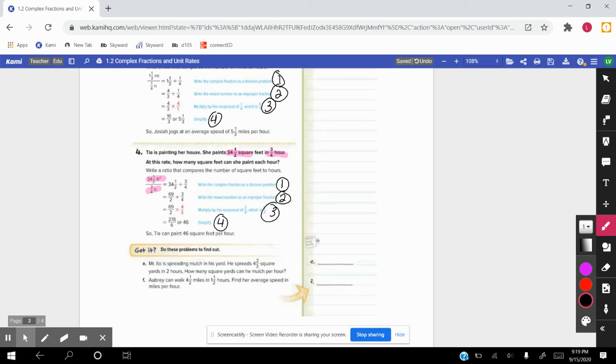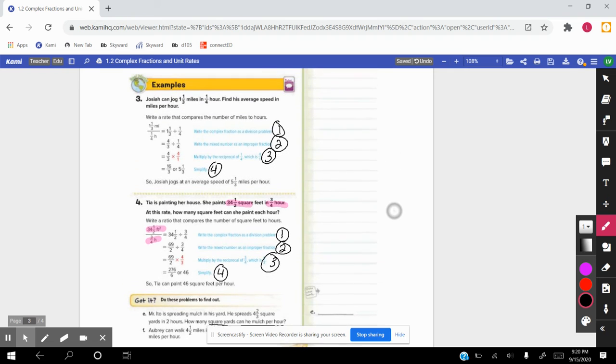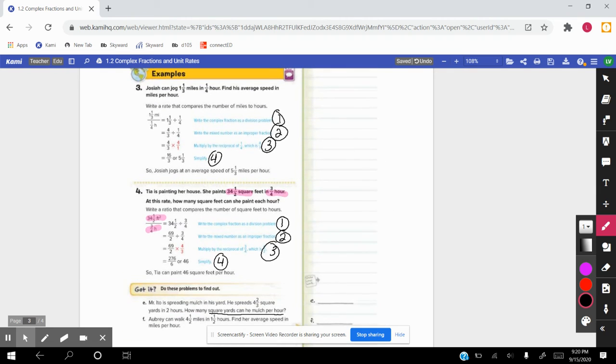Okay, you got it? Let's do these problems to find out. Letter E. Mr. Ito is spreading mulch in his yard. He spreads 4 2/3 square yards in 2 hours. How many square yards can he mulch per hour? So this portion right here, square yards can he mulch per hour, that's the type of ratio that we're going to set up. So I'm going to do my work for letter E up here.